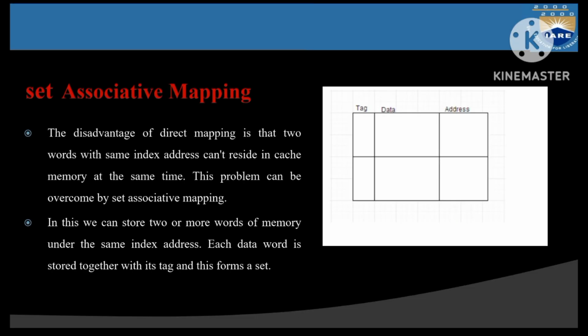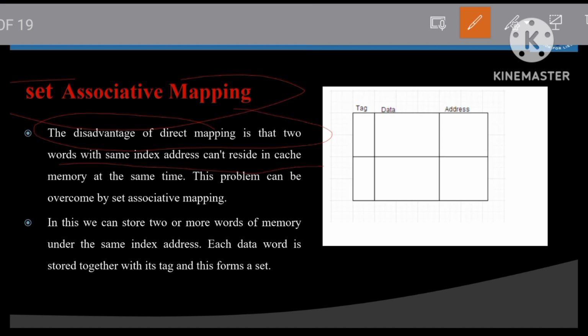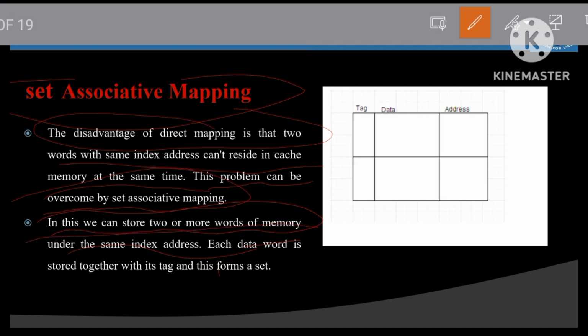Now let us see what set associative mapping means. The disadvantage of direct mapping is that two words with the same index address can't reside in the cache memory at the same time. This problem can be overcome by set associative mapping. In this, we can store two or more words of memory under the same index address. Each data item is stored together with its tag, and they form a set. By matching the tags in the data set, we find the address. This is set associative mapping.